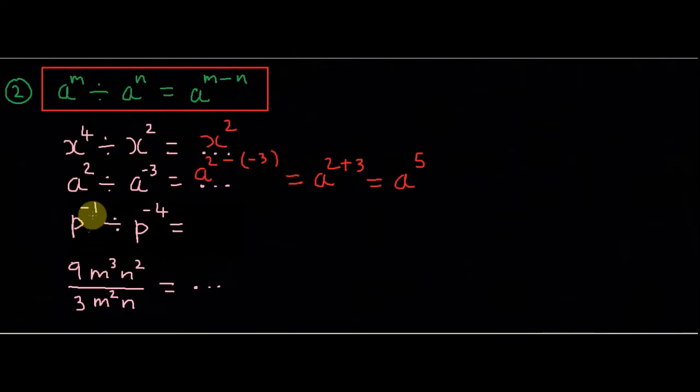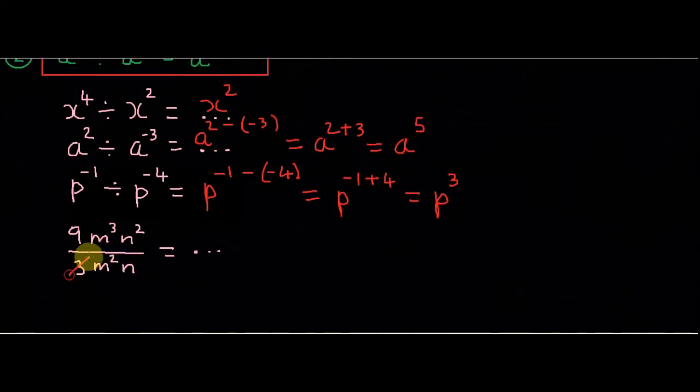Then we have p to the negative 1 divided by p to the negative 4. So it's p to the negative 1 minus negative 4. And this is p to the negative 1. A minus times a minus is a plus, so it's minus 1 plus 4. Minus 1 plus 4, of course, is 3. So it's just p cubed.